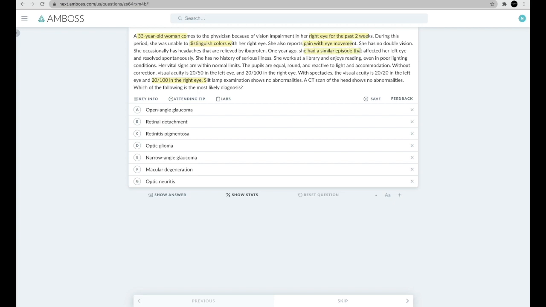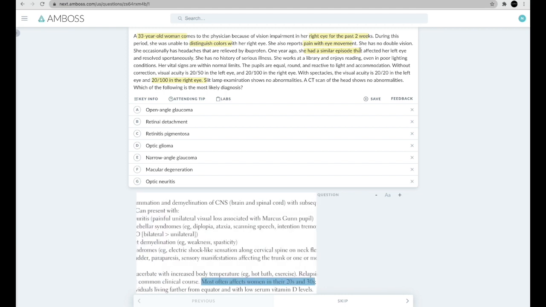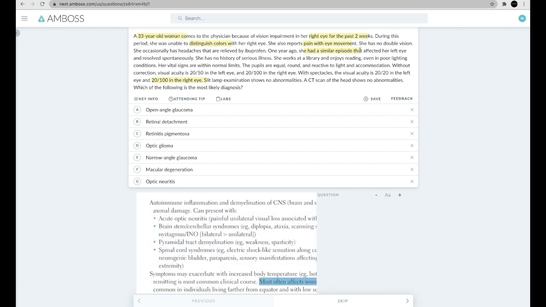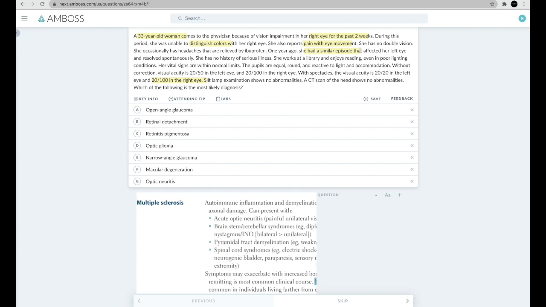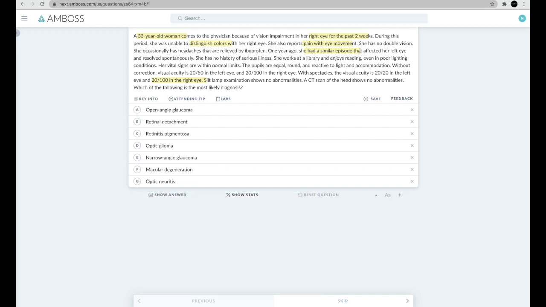Whenever you find previous episodes in a middle-aged woman, you always have to suspect multiple sclerosis because they are spread out in time and space. It means that she might as well have had previous episodes before. She has no history, works in a library, whatever. Pupils equal, round, reactive to light and accommodation. Without correction, visual acuity is such and such. So now I already diagnosed this as optic neuritis.